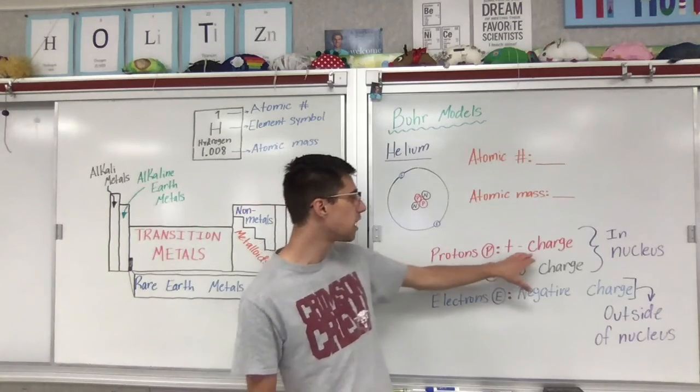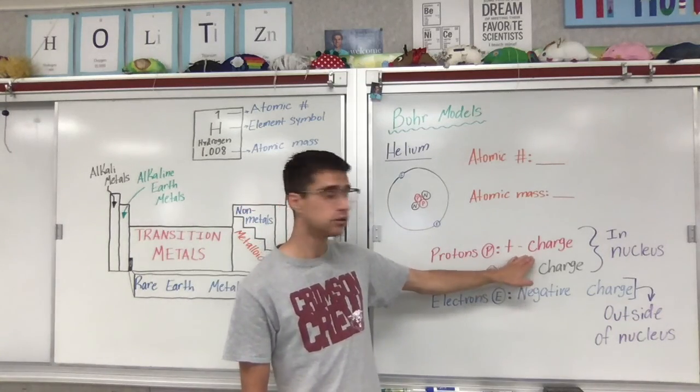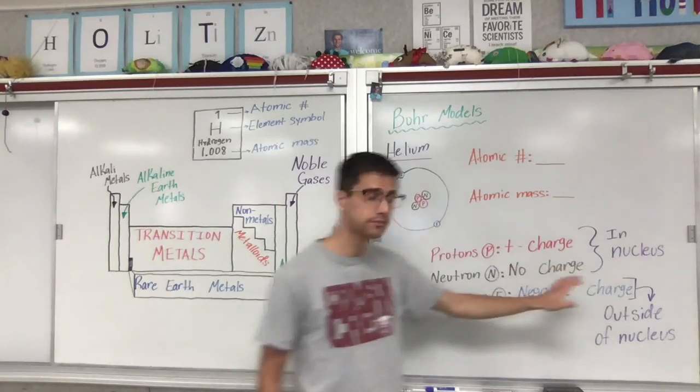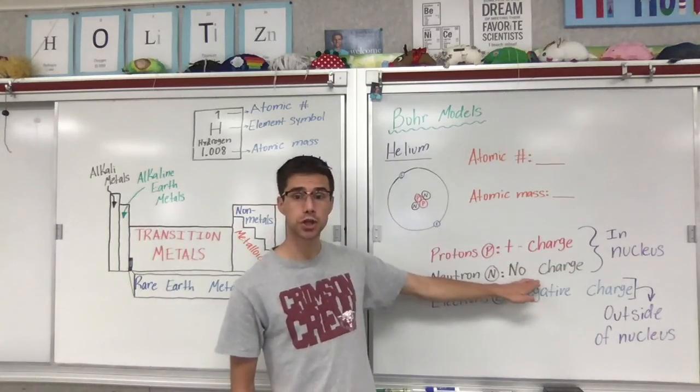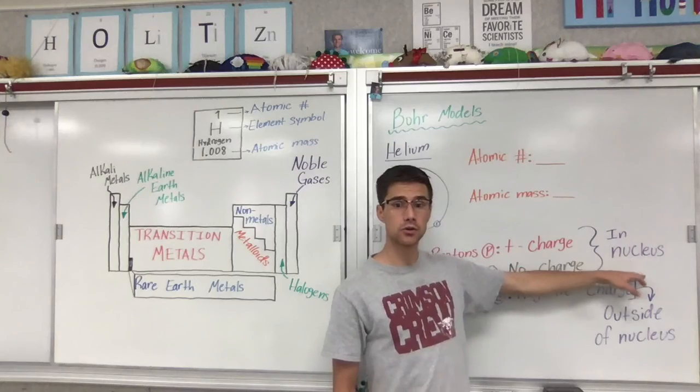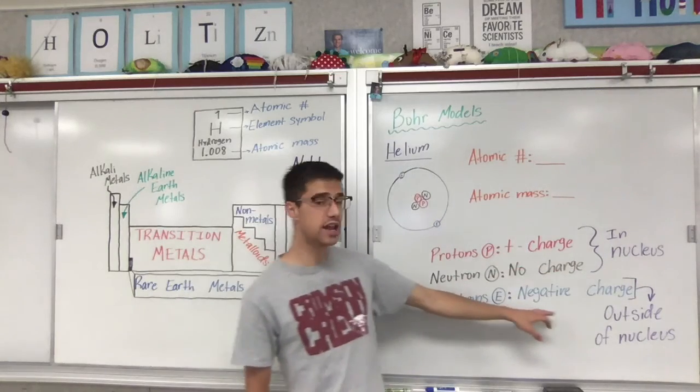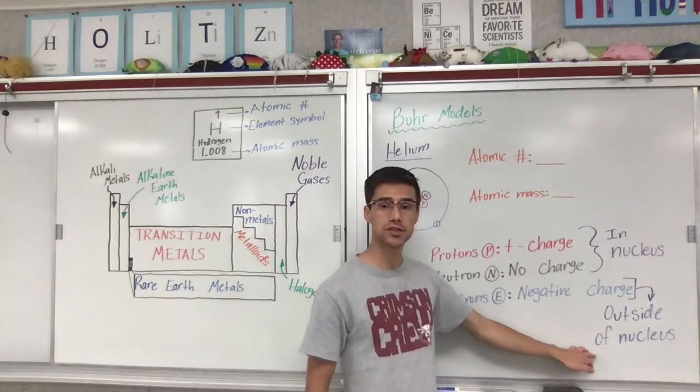All right, protons have a positive charge. They're found in the nucleus. Neutrons have no charge. They're also found in the nucleus. And electrons have a negative charge, and they're found outside the nucleus.